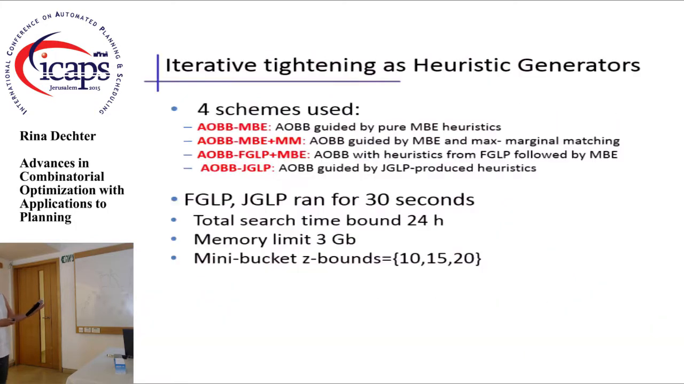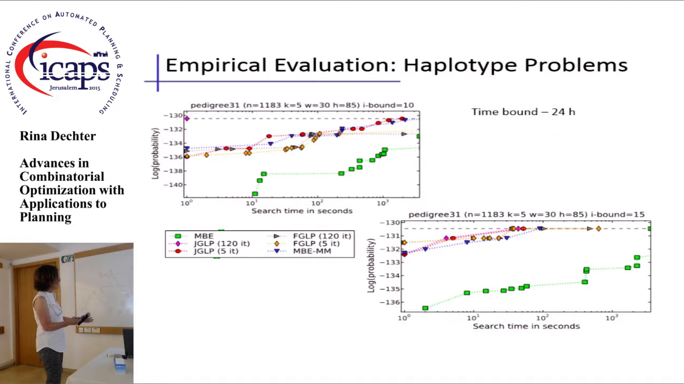So there is a variety of instances, and we ran all these branch and bound algorithms with these very different heuristics. We had some particular parameters for the iterations, FGLP and JGLP. All the heuristics are created in preprocessing, not during search. Everything is done a priori, and then we do table lookup. The total search time is 24 hours, with the memory and the i-bounds that we picked, and some results.